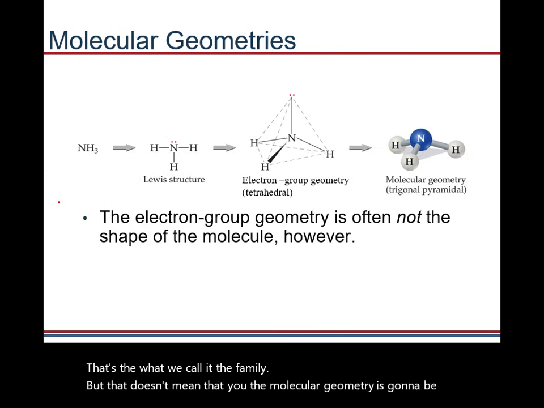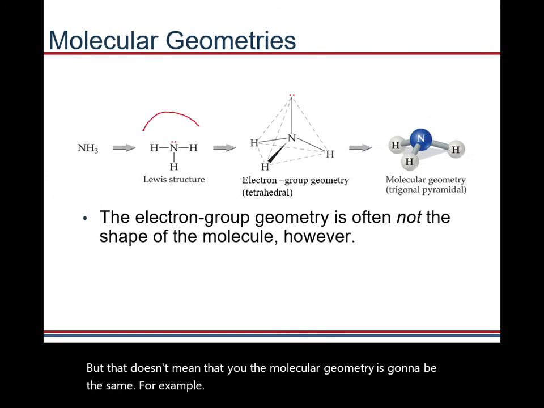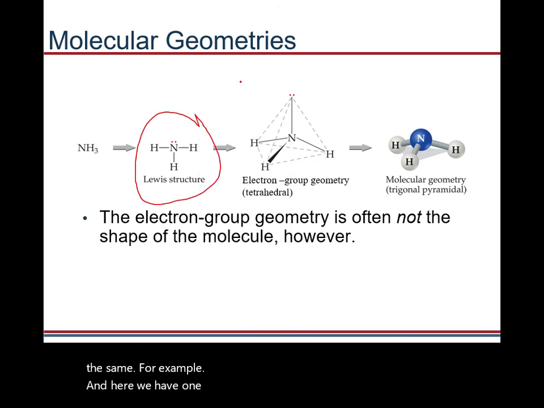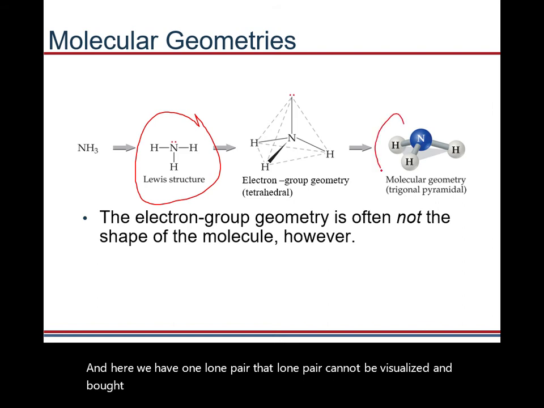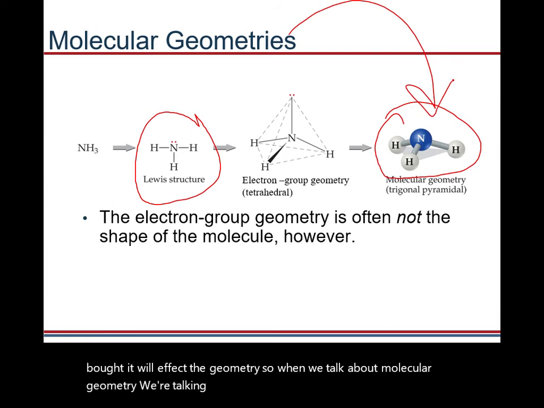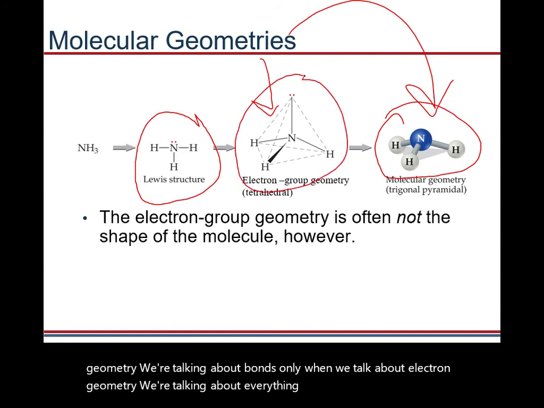For example, in here we have one lone pair. That lone pair cannot be visualized, but it will affect the geometry. So when we talk about molecular geometry, we're talking about bonds only. When we talk about electron geometry, we're talking about everything including the lone pair. And we need to be able to differentiate between the two.